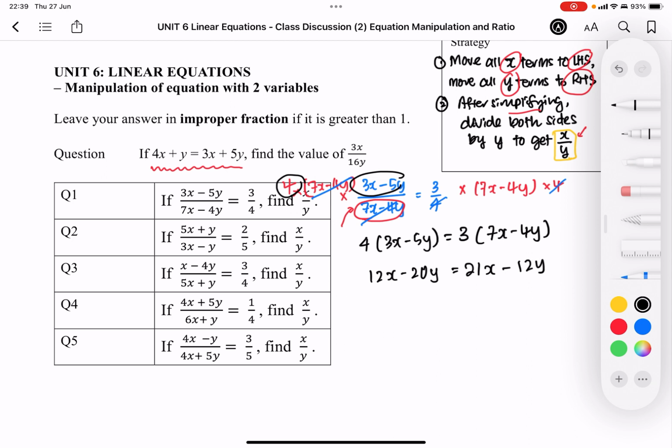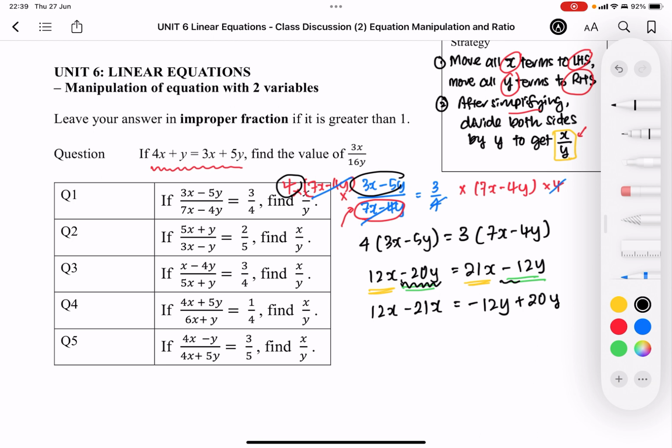So pulling all the x terms to the left-hand side, we will get 12x minus 21x on the left-hand side of the equation. Whereas we are going to have all the y terms on the right-hand side, which means here we are going to copy this negative 12y. And to remove this negative 20y, we have to add 20y to both sides of the equation.